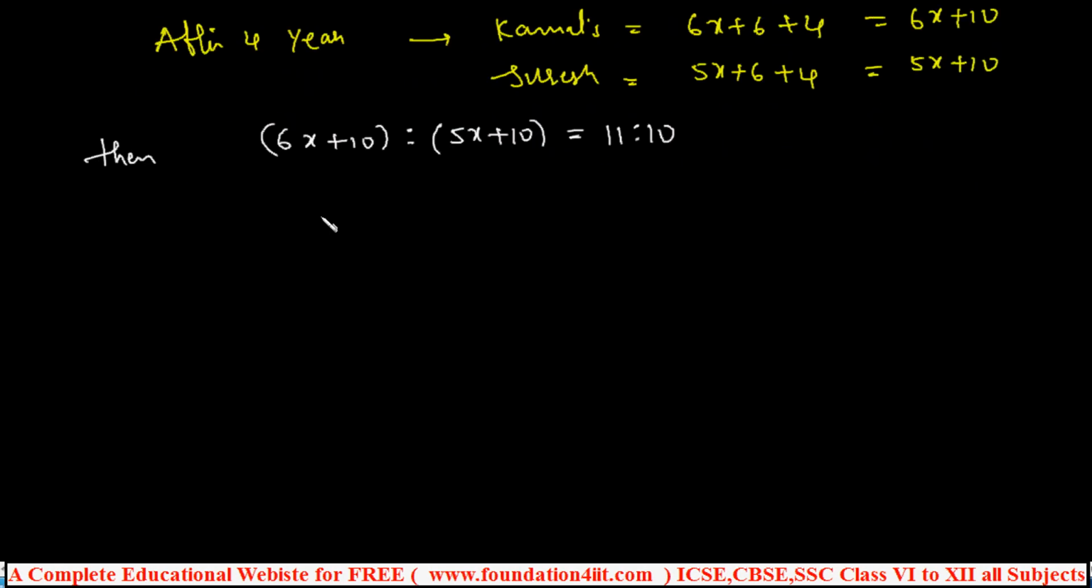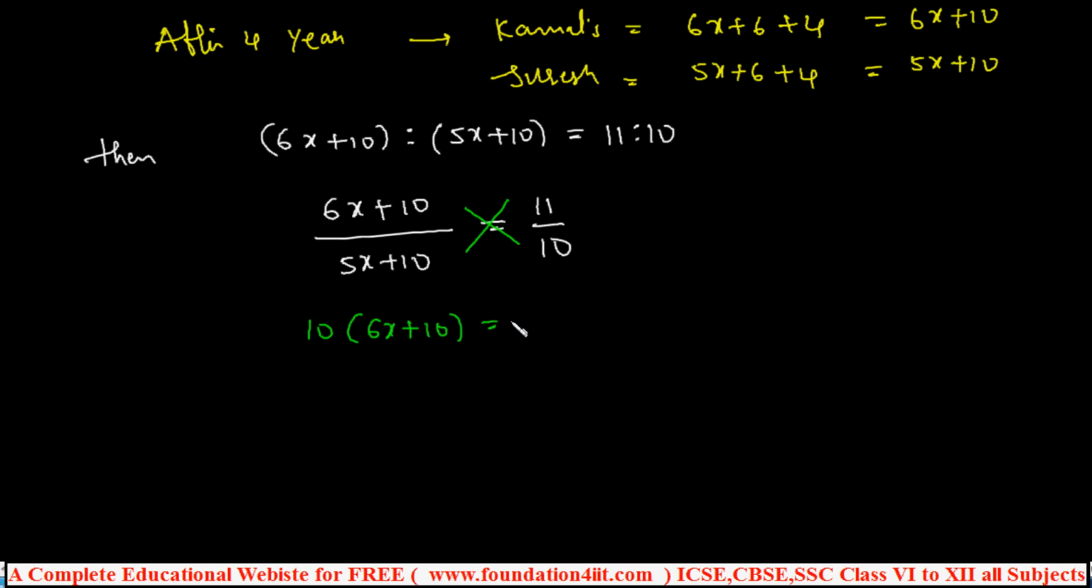Yes, same like the previous problem, we can take 6x plus 10 divided by 5x plus 10 is equal to 11 by 10. Don't cancel this 11 and 10 with the 10, because it is a plus symbol, not multiplication. We should do only the cross multiplication: 10 into 6x plus 10 is equal to 11 into 5x plus 10. Simplify now: 10 into 6x is 60x plus 100, and 11 into 5.